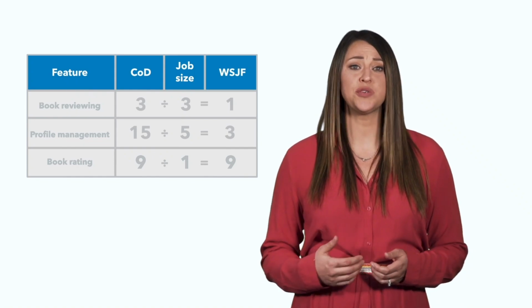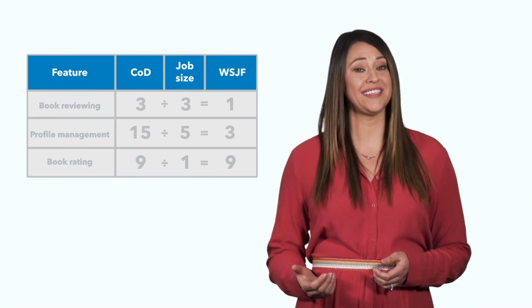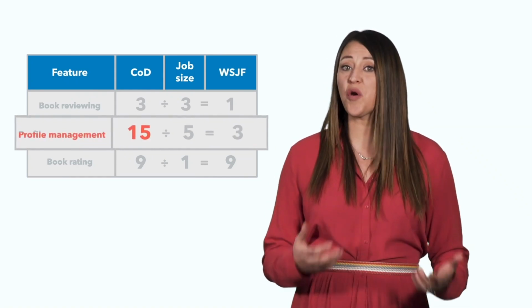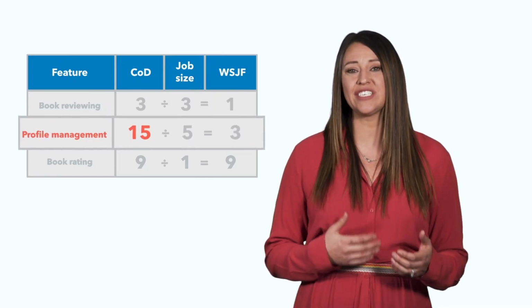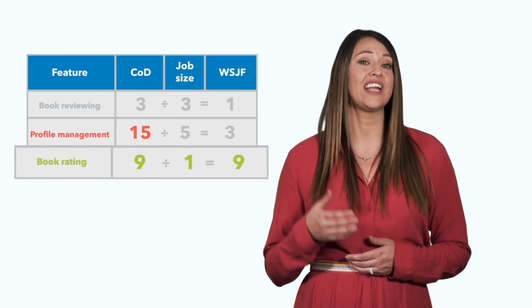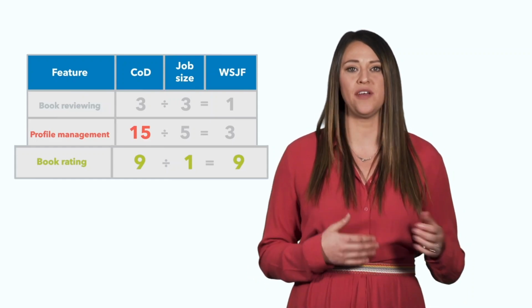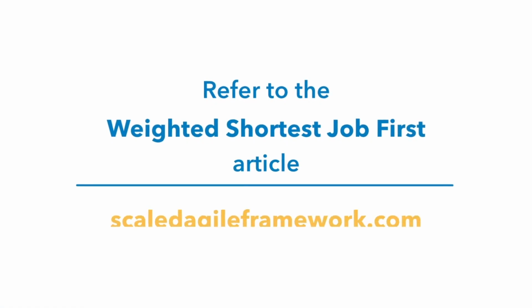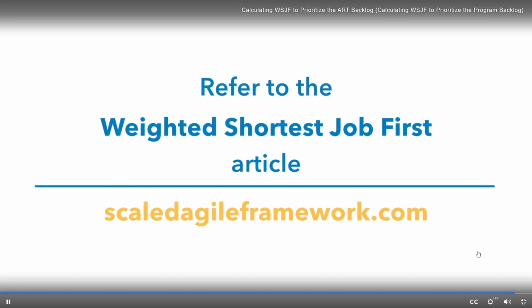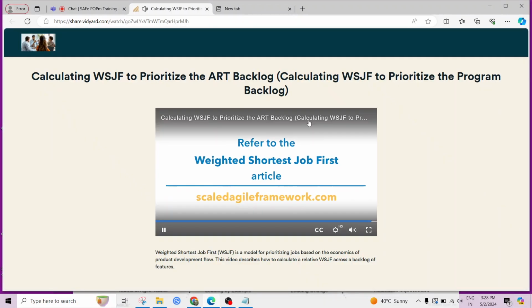The results can be interesting and often not what people expected. For example, while profile management had the highest cost of delay, book rating had a shorter duration and a higher WSJF value. Simply put, delivering the book rating feature first maximizes the value delivered to the customer in the shortest time and provides the best overall economics. So that's the next job to do. For more information, please refer to the Weighted Shortest Job First article on ScaledAgileFramework.com.